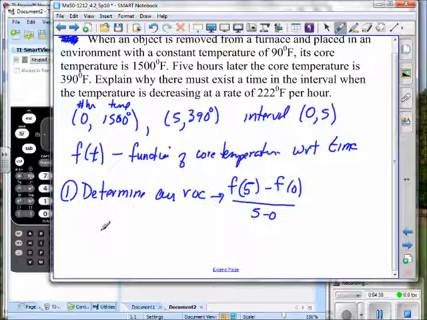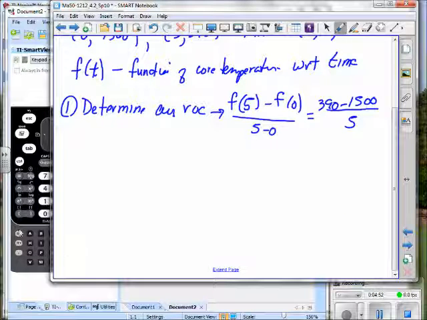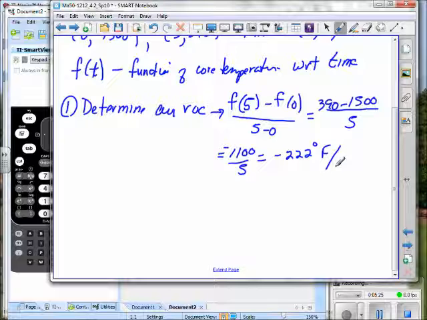So let's see, f of 5 is 390. F of 0 is 1500, divided by 5. So we just have to get out our computation caps or our inspires. What's 390 minus 1500, divided by 5? And how much is that? Negative 222 degrees Fahrenheit. Okay, this is average rate of change, so this is per what? Degrees per hour.